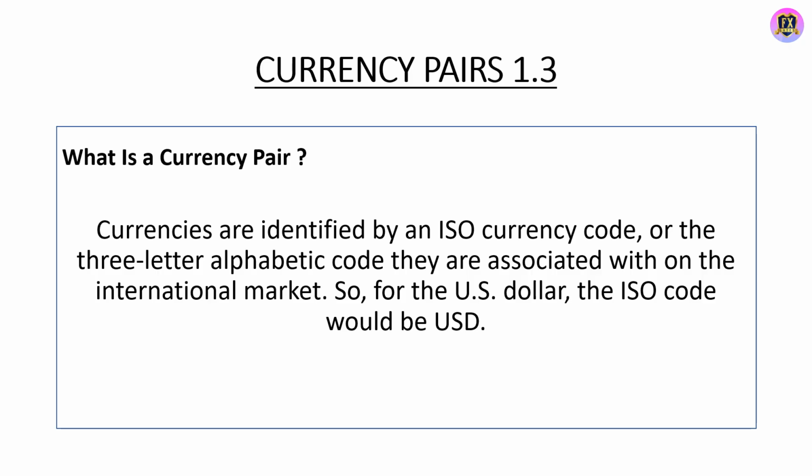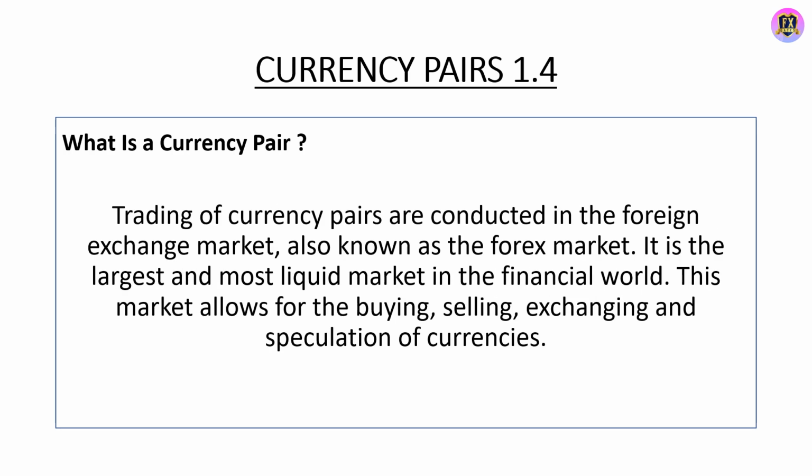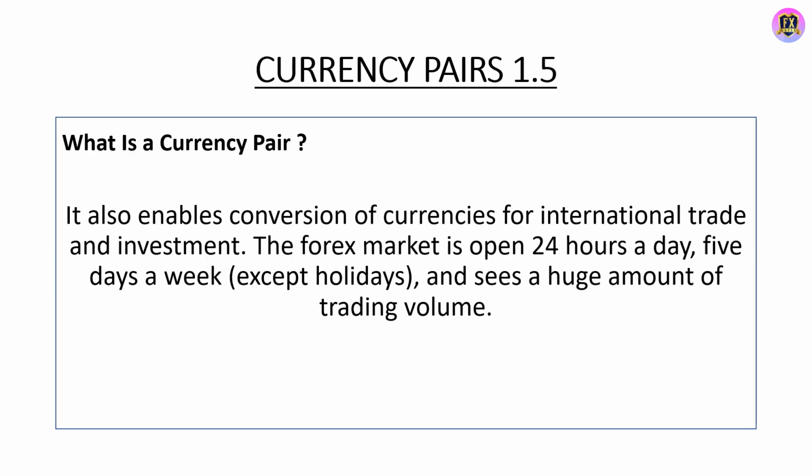Currencies are identified by an ISO currency code, or the 3-letter alphabetic code they are associated with on the international market. So, for the US dollar, the ISO code would be USD. Trading of currency pairs is conducted in the foreign exchange market, also known as the Forex market. It is the largest and most liquid market in the financial world. This market allows for the buying, selling, exchanging and speculation of currencies. It also enables conversion of currencies for international trade and investment.